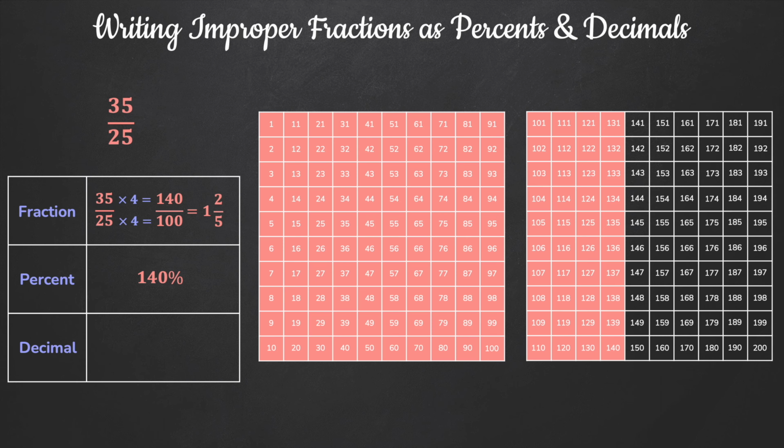And as a decimal, this is going to be 1 40/100 because we have one entire grid shaded in. And then we have 40 of the little squares from our second grid shaded in, meaning we have 40/100. So we have 1 40/100. Or we could drop the 0 and say 1 4/10.